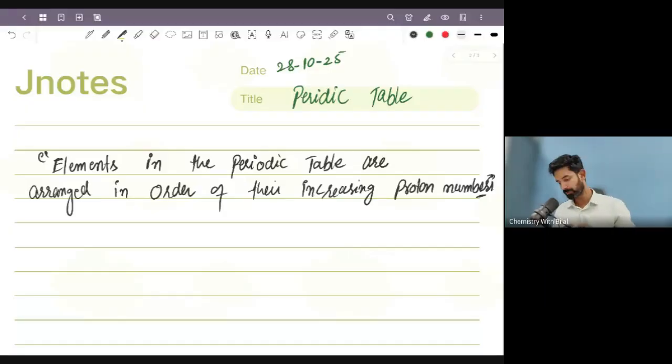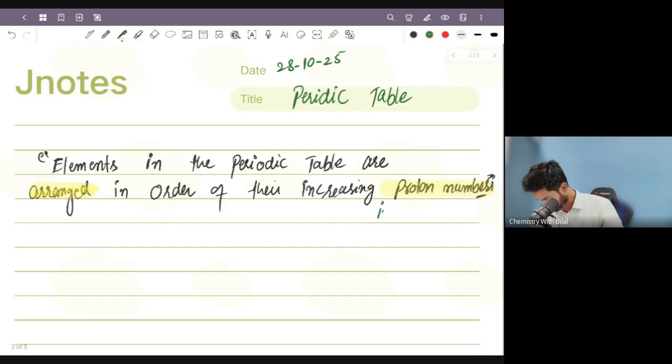Okay. So in the periodic table, how are the elements arranged? Are they arranged randomly, like just picked up and placed anywhere, or are they arranged on the basis of certain criteria? The elements in the periodic table are arranged in order of their increasing atomic number from left to right in the periods, right? Let me write the exact thing.